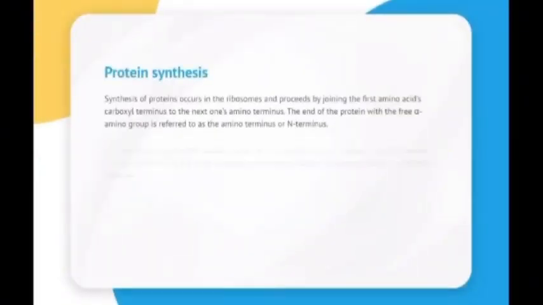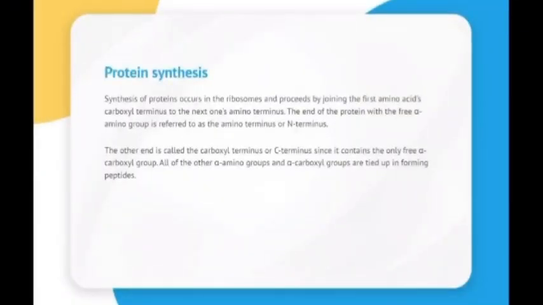Protein synthesis. Synthesis of proteins occurs in the ribosomes and proceeds by joining the first amino acid's carboxyl terminus to the next one's amino terminus. The end of the protein with the free alpha amino group is referred to as the amino terminus or N-terminus. The other end is called the carboxyl terminus or C-terminus since it contains the only free alpha carboxyl group. All of the other alpha amino groups and alpha carboxyl groups are tied up in forming peptides.